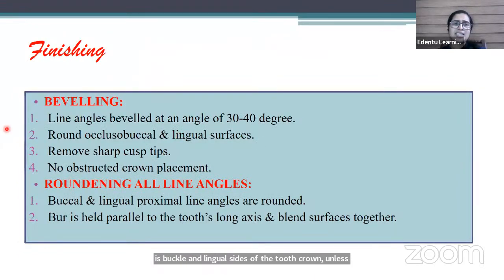Then, talking about the finishing that you are bound to know is regarding the beveling, in which the line angles are beveled at an angle of 30 to 40 degrees. Round the occlusobuccal and gingival surfaces, remove the sharp cusp tips and any obstruction to crown placement. Basically, rounding of all line angles is very important.